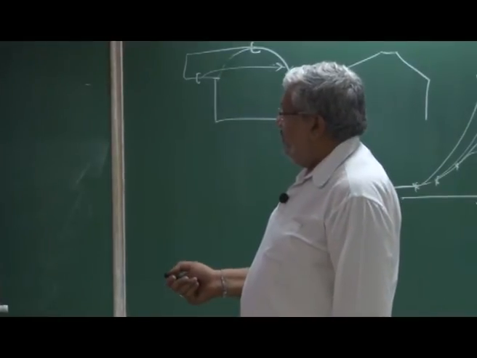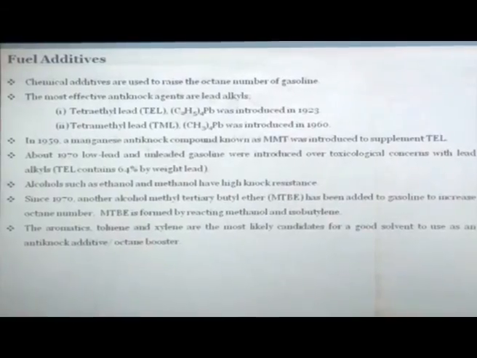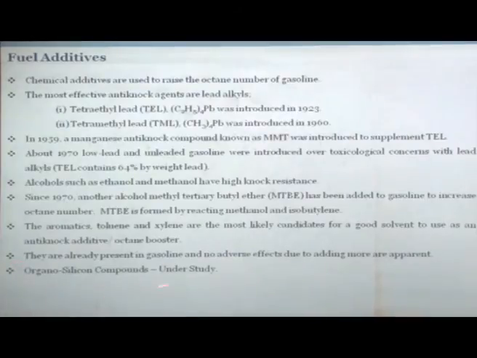So in aromatics, toluene and xylene are the most likely candidates which are good solvents as an anti-knock additive or octane booster. So they are present in gasoline, no adverse effect to adding more is apparent. Then now people are trying to study organosilicon compounds. They are being investigated for additives.